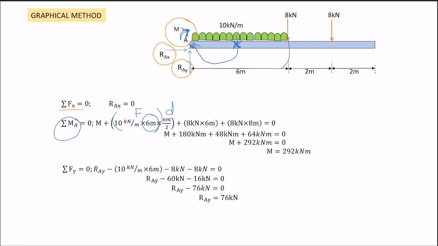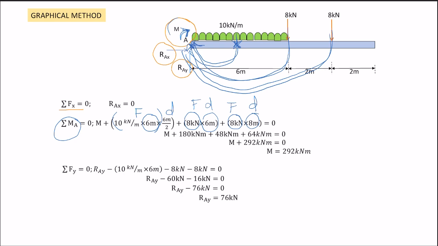You have 8 kilonewton point load going to A. It is 8 kilonewton and the distance is going to be 6 meter. You have another 8 kilonewton going to A. It is 8 meter, the distance. All of these are positive because they are clockwise, and the moment here is based on our assumption. Then I will get the value of moment as 292 kilonewton meter, the reaction.